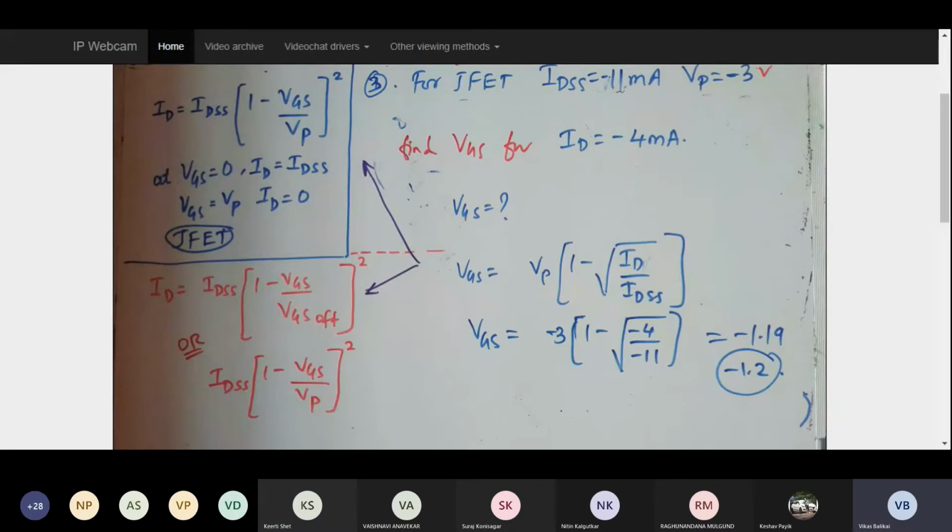So that's how you solve the numericals with respect to JFET. I hope these things are pretty clear now. Now let's move on to two more problems. I'll try to give them with respect to MOSFET now. So let's go with problem number 4.